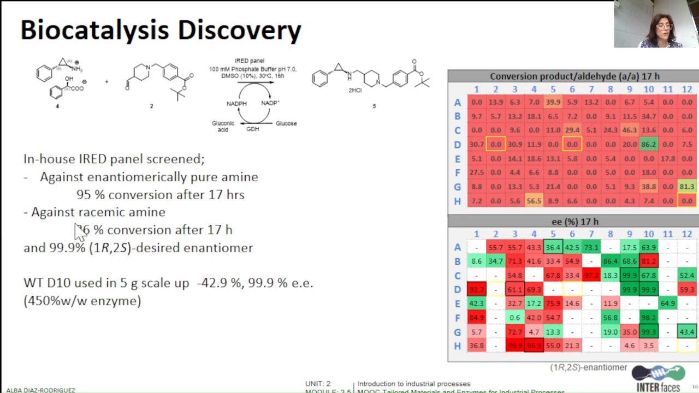After that, we screened the same reaction, but this time against the racemic amine. And we were really happy to see very high conversions after 17 hours and very high selectivities, suggesting that the enzyme was discriminating between the two enantiomers. But then we took that wild-type enzyme D10 and we scaled that reaction to 5 grams. And although the selectivities were retained and were really high, the isolated yields were very moderate. That was in part due to the high loading of enzyme that we were using.